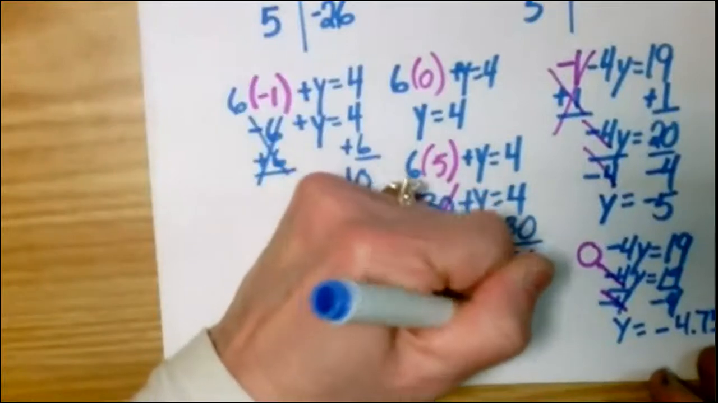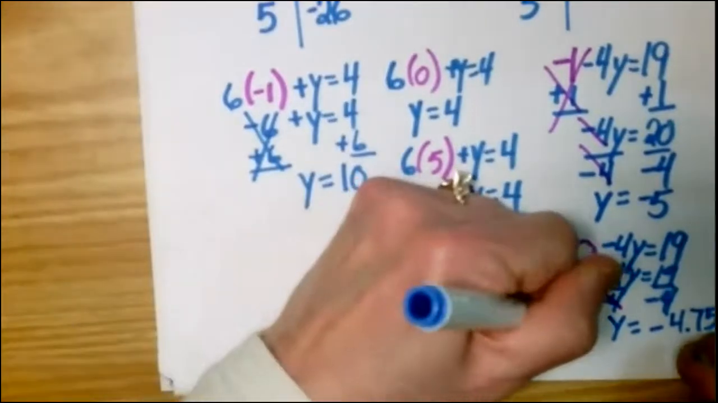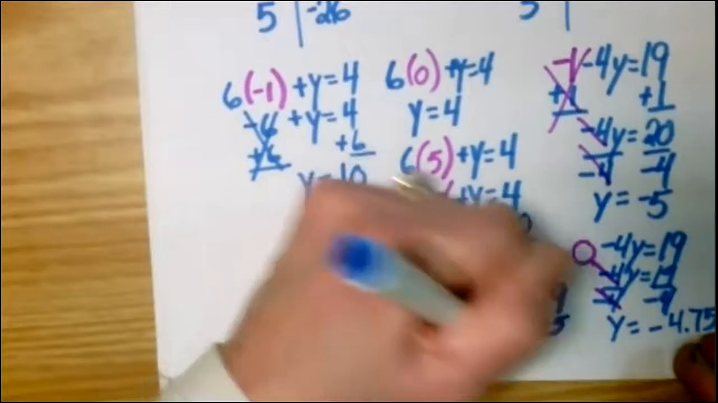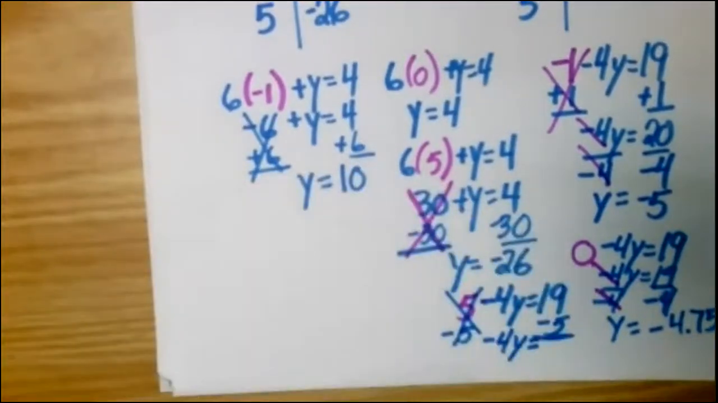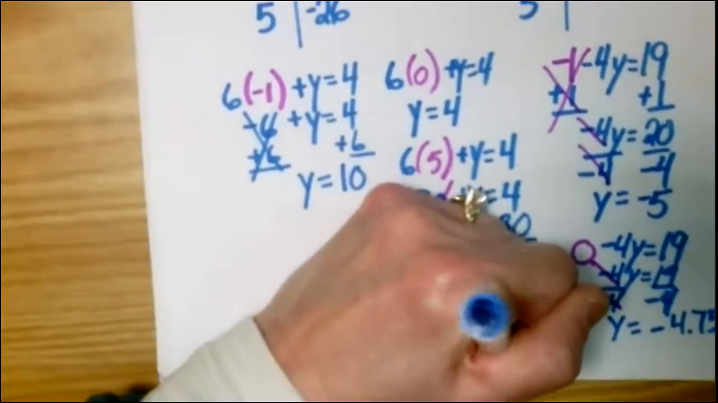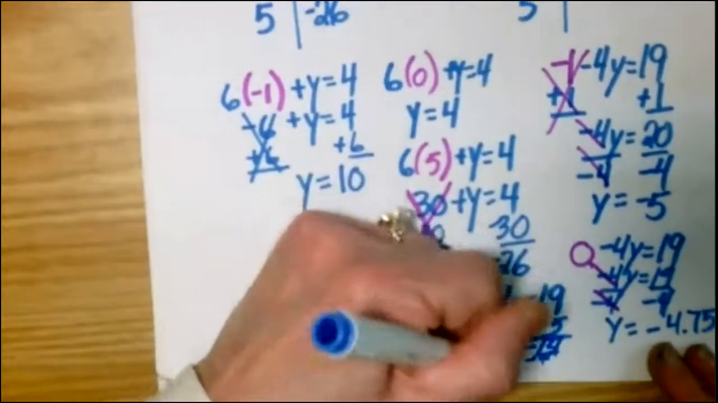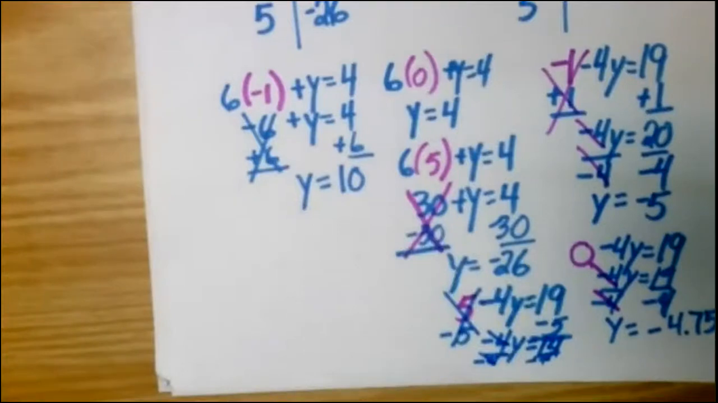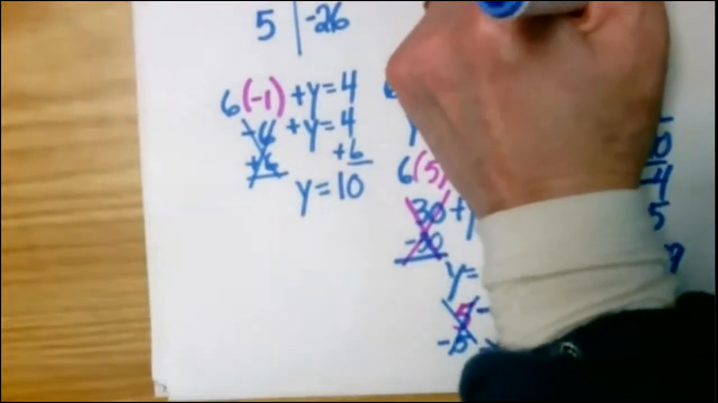5 minus 4y equals 19. Move the 5, minus 5, minus 5. These cross off. I'm left with negative 4y is equal to 19 minus 5, 14. Divide by negative 4 on both sides. I'm out of room here. So these cross off. I'm left with y equaling 14 divided by negative 4, which turns out to be negative 3.5.